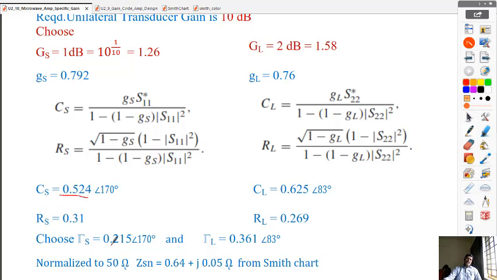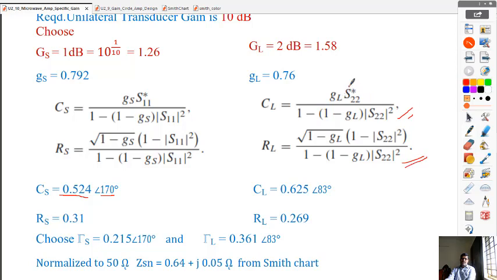It is the center of the gain circle. Angle is 170 degree. Similarly, the radius of the constant gain circle at the source end is 0.31. You can see that the center of the circle is a complex quantity, whereas the radius of the circle is a real quantity. Similarly, to compute the center of the circle and radius of the circle at the load end, you can use these two expressions.